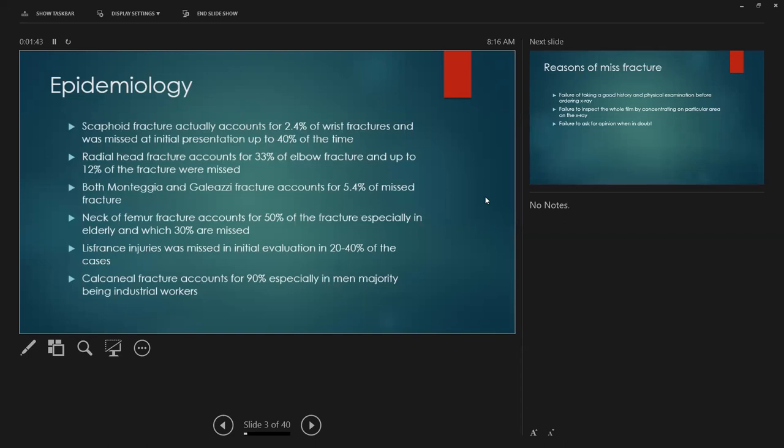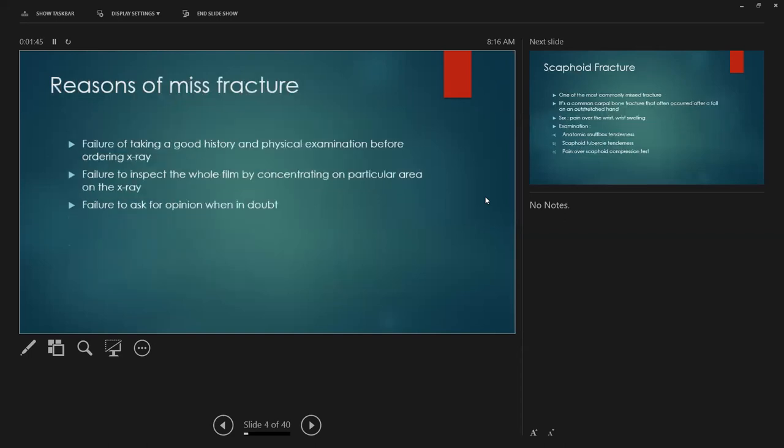Okay, now let's move on to reasons why we miss fractures. The first reason is normally failure of taking a good history and proper physical examination before ordering the X-ray. Next, failure to inspect the whole film by concentrating only on a particular area on the X-ray. Failure to ask for opinion when you are in doubt.